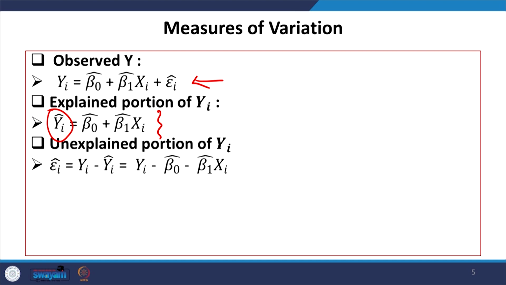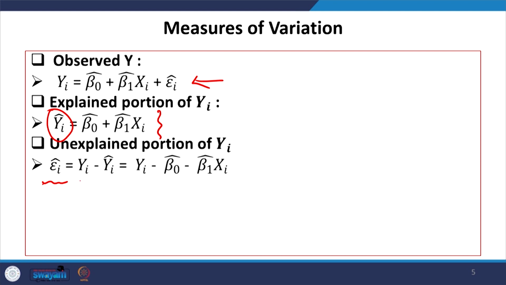And the unexplained portion is basically the error, the estimated error. The estimated error explains the portion of yi that is not explained through the model. If that gap is going to be higher, then there are actually certain problems in the model.